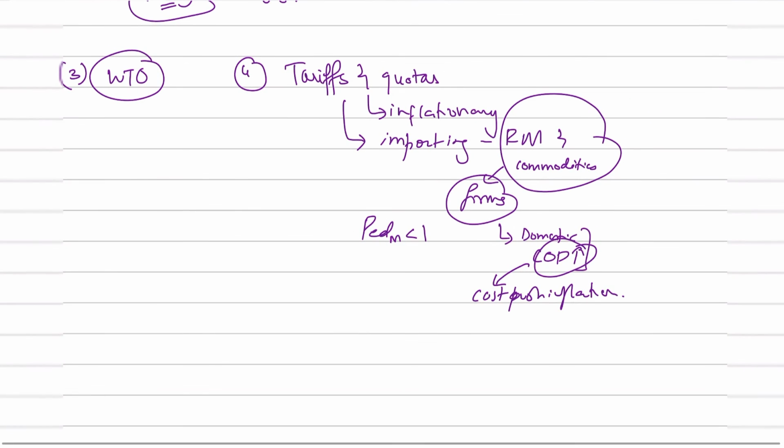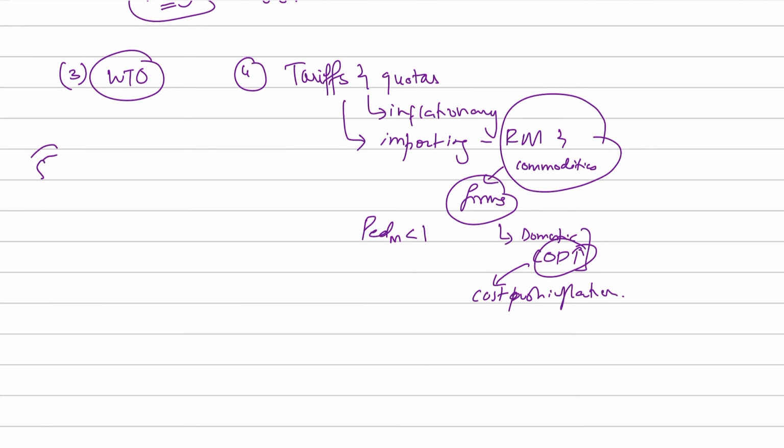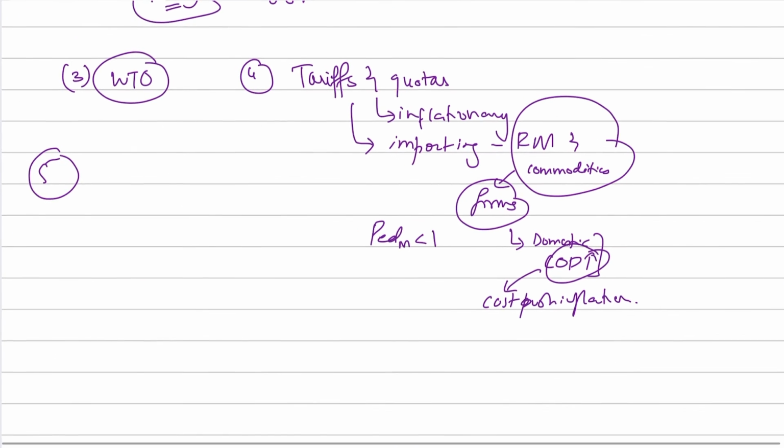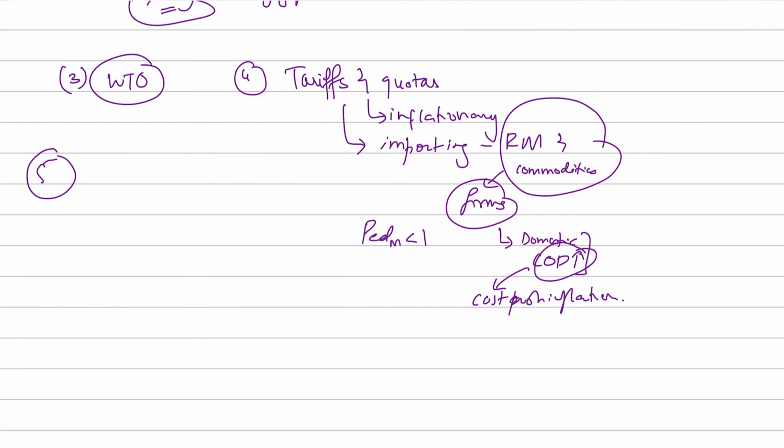Now there's another evaluation that you can make, and I kind of love this evaluation, and that is that protectionism worsens the world allocation of resources, that it results in an inefficient resource allocation.